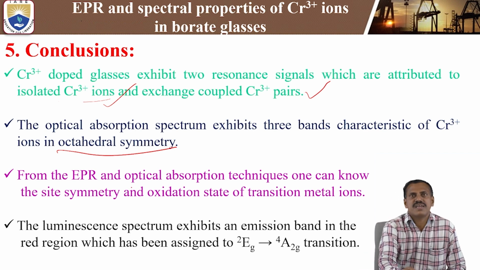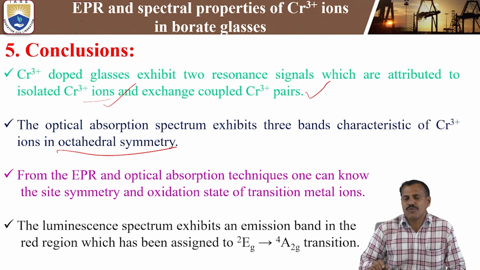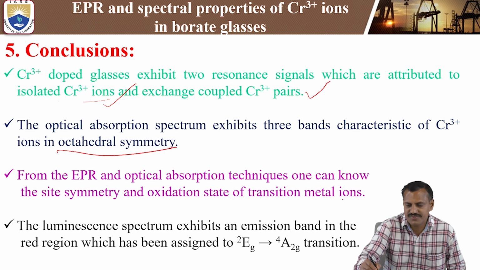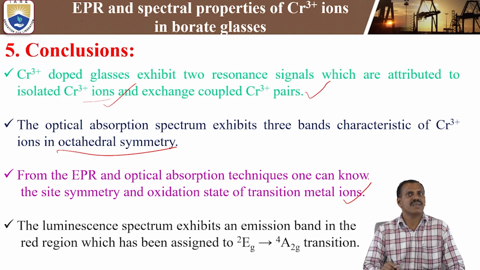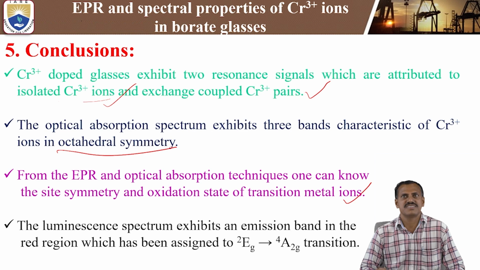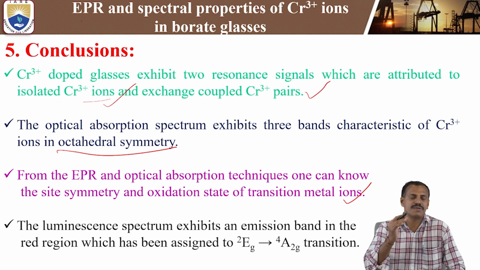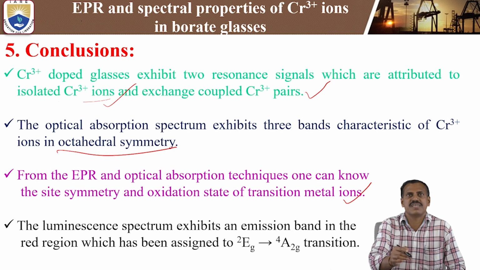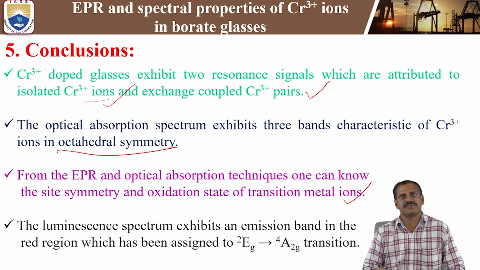Next, from the EPR and optical absorption techniques, one can know the site symmetry and oxidation state of the transition metal ions. These are very important things. So from EPR and optical absorption techniques, one can know the site symmetry and oxidation state of the transition metal ions. We are doping Cr2O3, so we get the chromium 3 plus state. That is the oxidation state of the transition metal ions. We study it by using EPR and at the same time optical absorption spectra also.